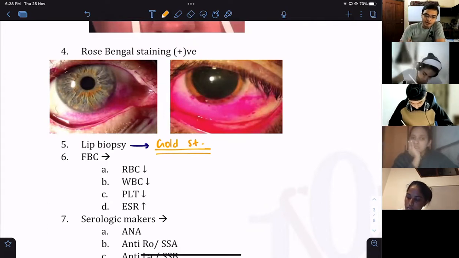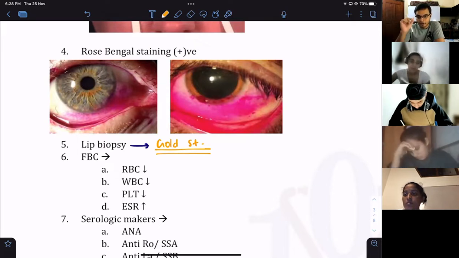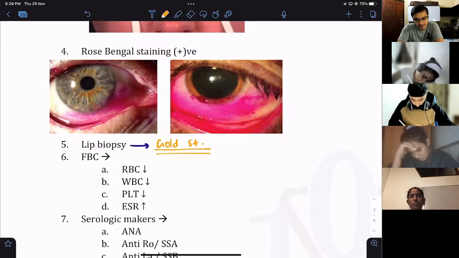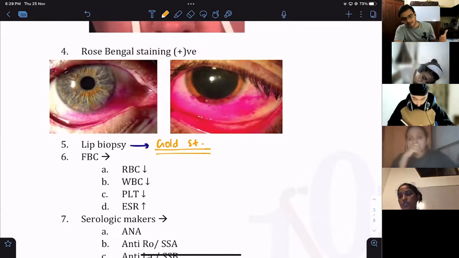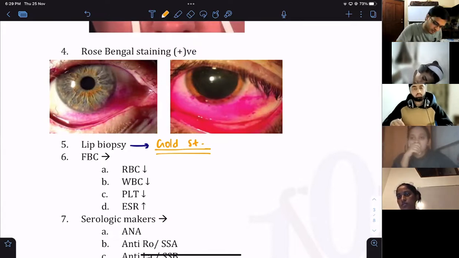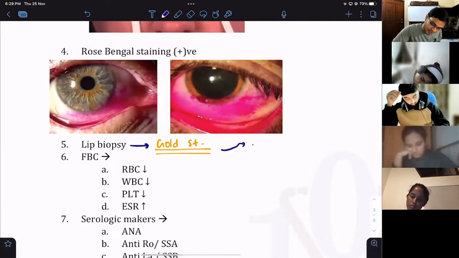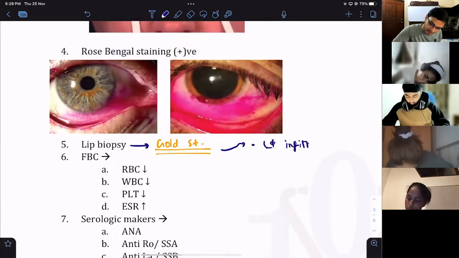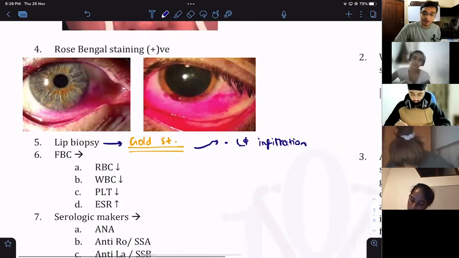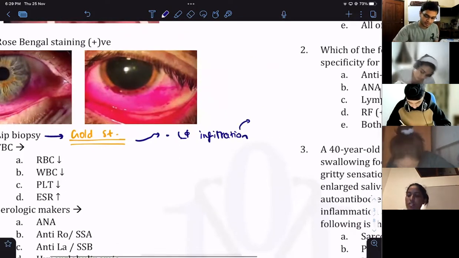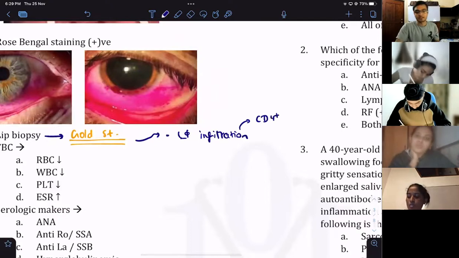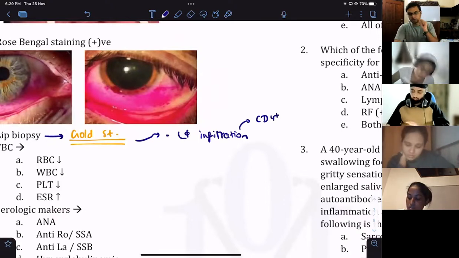Now tell me this. What will you see in the lip biopsy? Based on our pathophysiology, what will you see? Infiltration. Sorry, yeah, lymphocyte infiltration. So y'all can write that down, right? Lymphocyte infiltration. Predominantly what? Predominantly CD4 plus predominant. CD4 plus predominant.